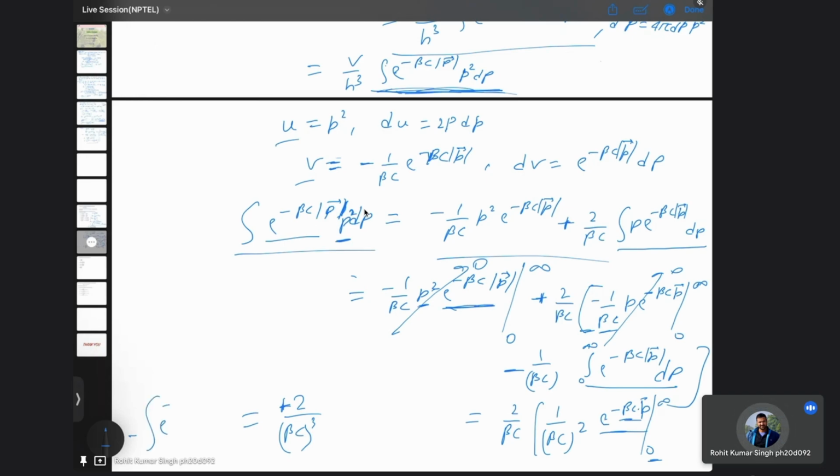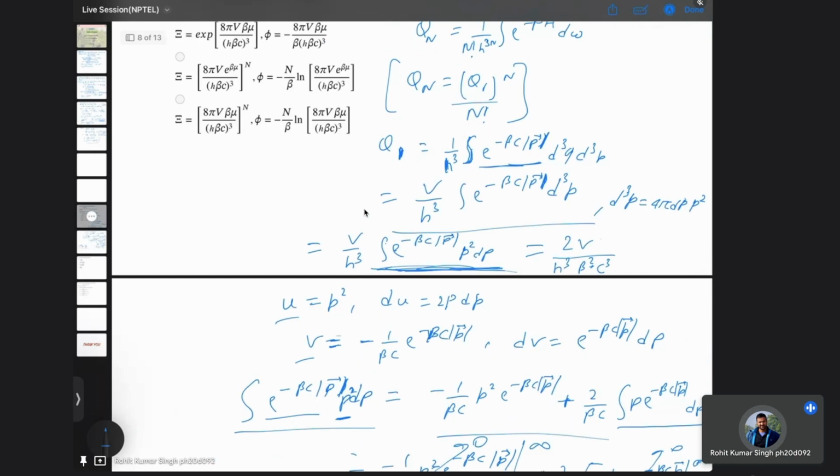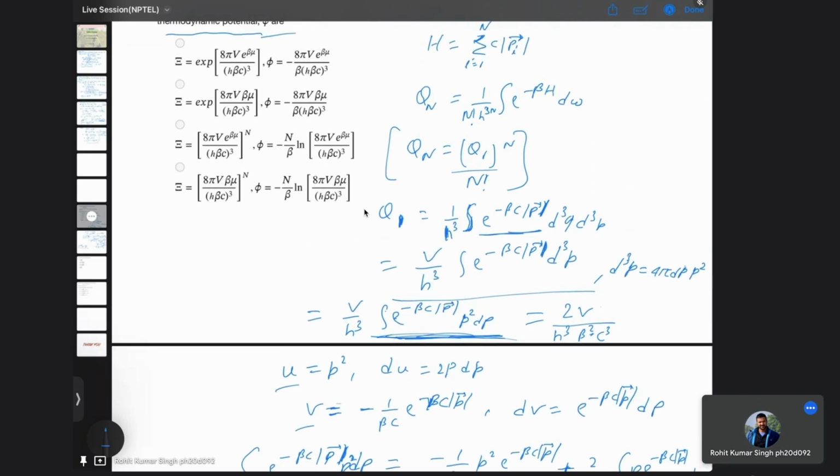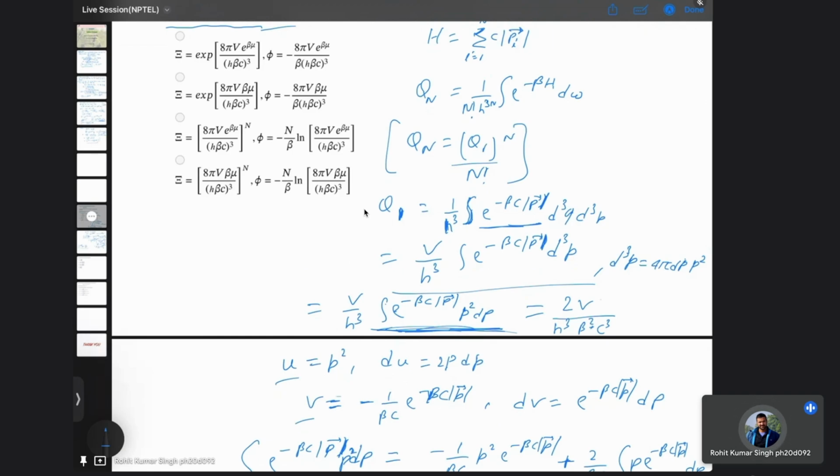So what you have here is 2v divided by h cube beta cube c cube. Okay, this is the q1. Oh sorry, and you have here 4 pi also, so it will be 8 pi finally.